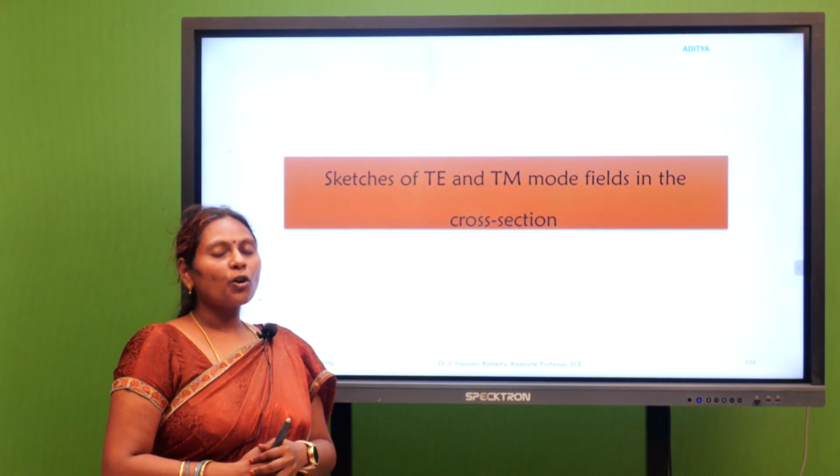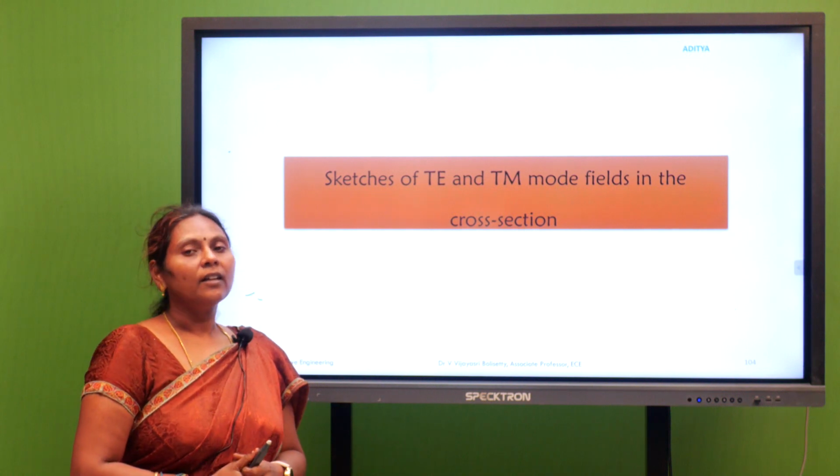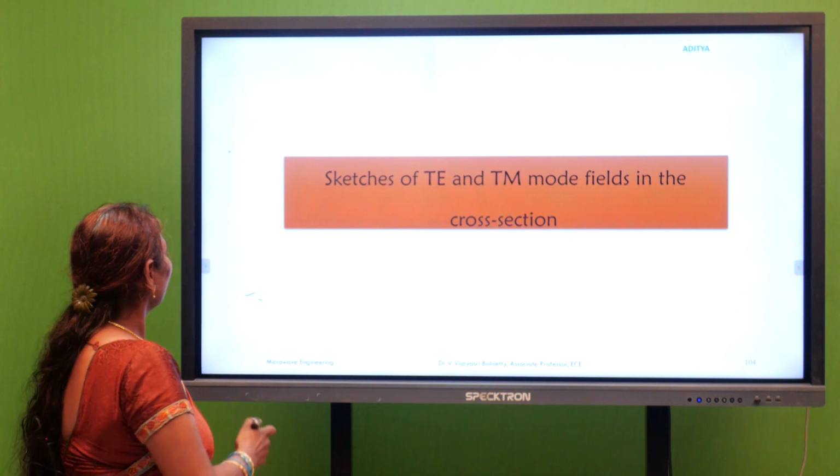Let us see sketch of TE and TM modes in the cross sectional fields. So, this is our topic today.